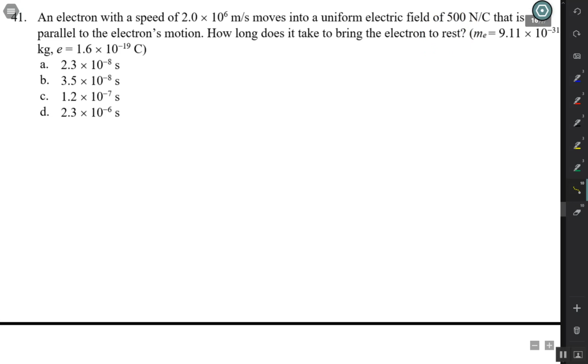And what are we looking for? Well, if you look at the choices, one of these is the answer. All of them are units of time, and sure enough, it says how long. So let's write down all that we're given.